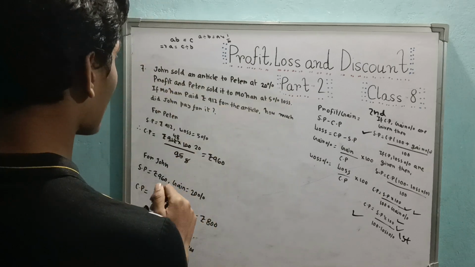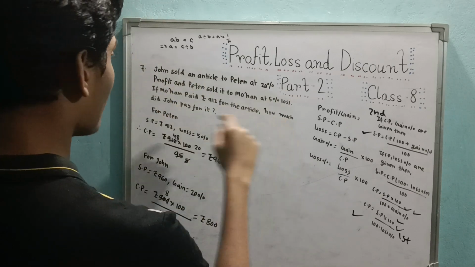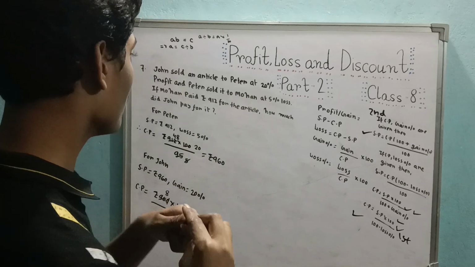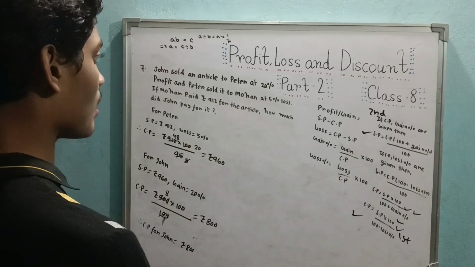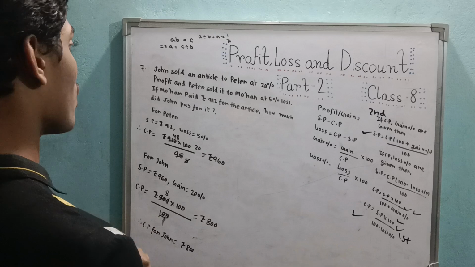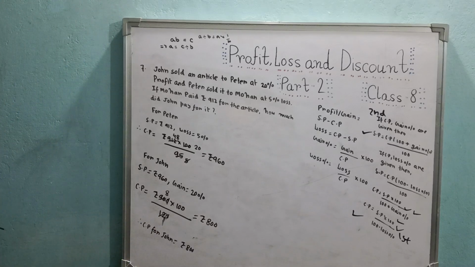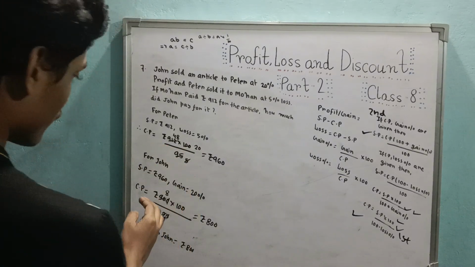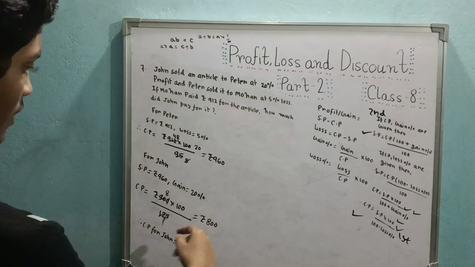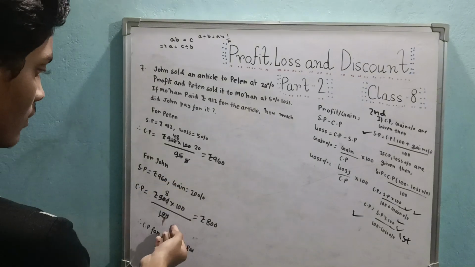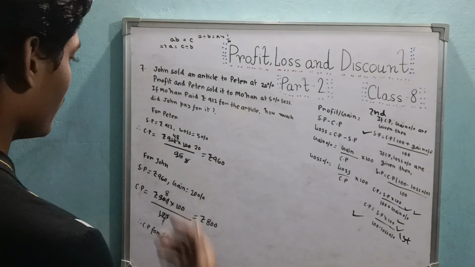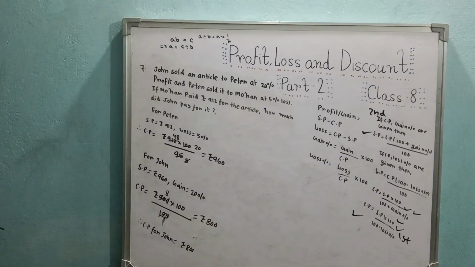So now John's cost price. How much did John pay for it? That means John paid the money to someone to buy it. That is his cost price. That will be equal to CP, which is equal to rupees 960 SP into 100 by 100 plus gain percent, this one, and just cancel it out to get 800, which is the cost price for John.